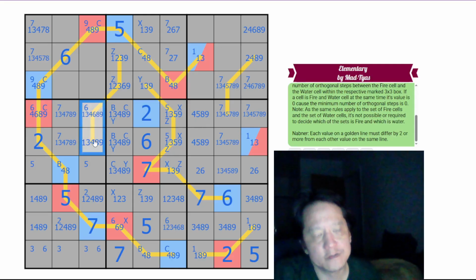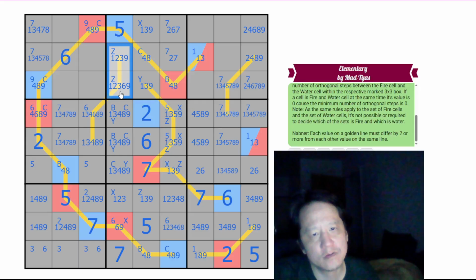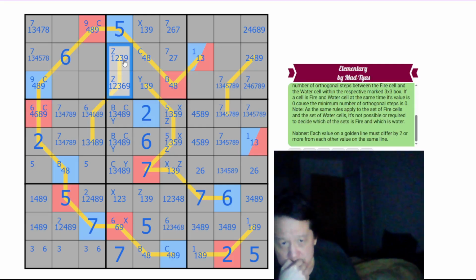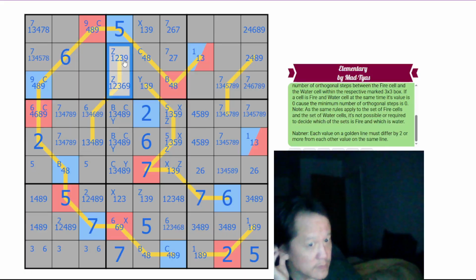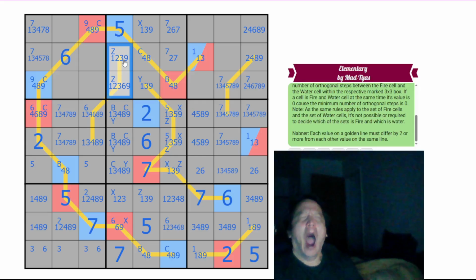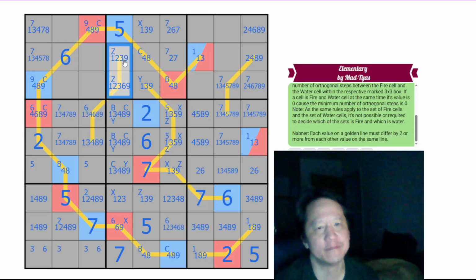If this is 8, this cannot have a 9 here. So we'd have to have 1 out of 1 or 3 here with the 6. Man, this is so convoluted. This is so complex.